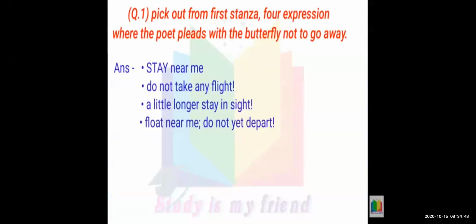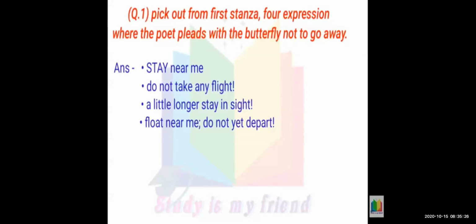Next, here we go to our exercise. What is the first question? The poet is expressing his emotions. Speak out from the stanza four expressions where the poet pleads with the butterfly not to go away.